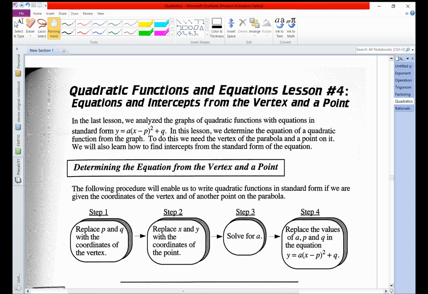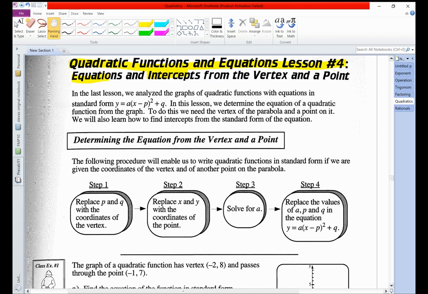Hello and welcome everybody to Quadratic Functions and Equations Lesson 4. So today we're looking at finding equations and intercepts from the vertex and having a point. So taking these two pieces of information, building our equation, and then from there finding our intercepts.